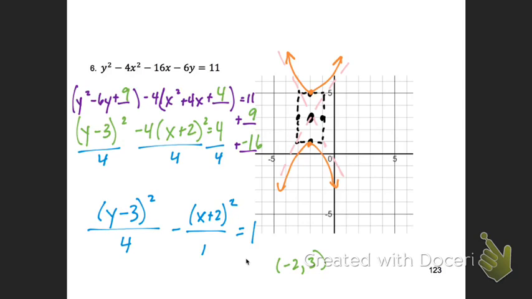If for some reason on the right-hand side I ended up with a negative, like maybe a -4, when I divide by -4, every single sign flips. So this now becomes negative, this becomes positive. In that case, I would just switch them and put the x first and then the y. So then it would be a horizontal hyperbola. If every sign ended up flipping, you would just switch the order. Okay, any questions about this?